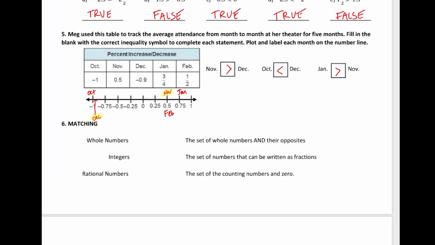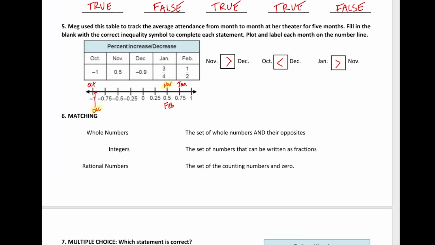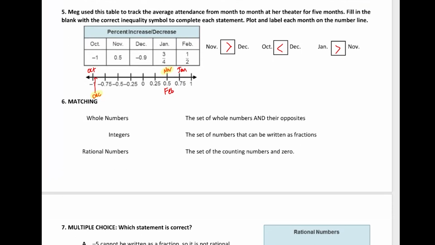As far as defining these terms, whole numbers, integers, and rational numbers, whole numbers are the set of counting numbers and zero, so no negatives when I say whole numbers. Integers, which are the numbers that we use to construct rational numbers, are all the whole numbers and their opposites, so all the negatives. When I say the opposites, what I mean is their negatives. And finally, rational numbers, which is what this whole unit is based on, are numbers that can be written as fractions. They can also be written as decimals as well.